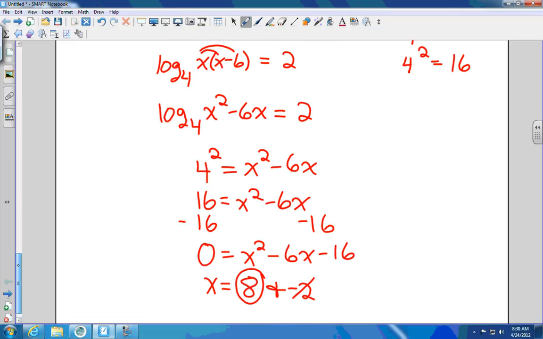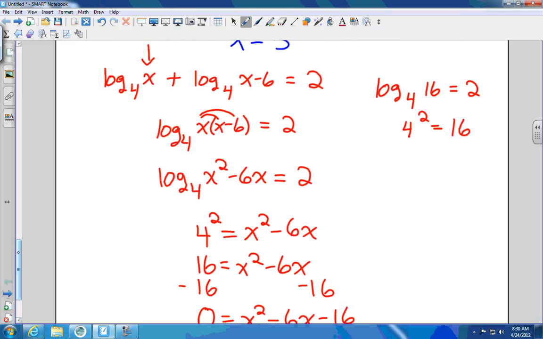You can't have a log base anything with a negative number. So no matter what it is, you can't have this being negative. So by plugging in a negative there, you're making that negative, so that's why the negative 2 won't work.